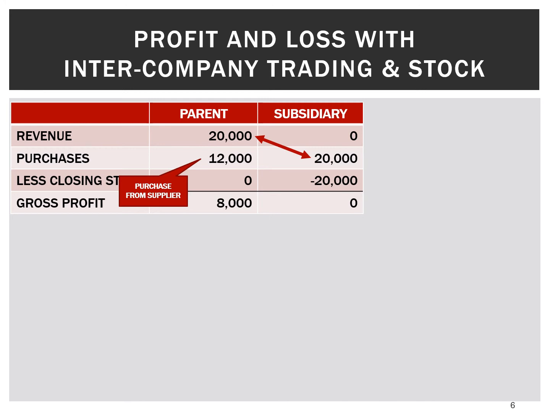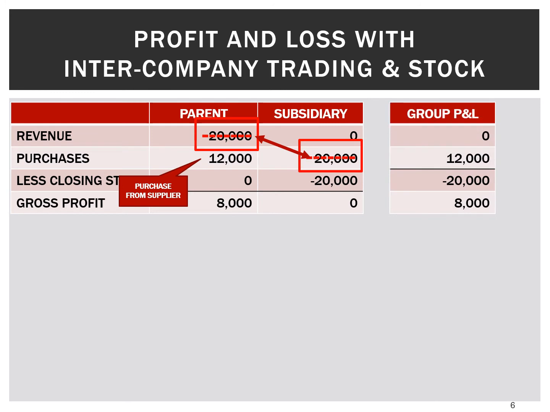If we do what we did before and cancel out the intercompany transaction and add the remaining figures together, then we've got this situation, which doesn't make sense. We've got no revenue at all, but we've generated a gross profit of £8,000. Can you see why that is?